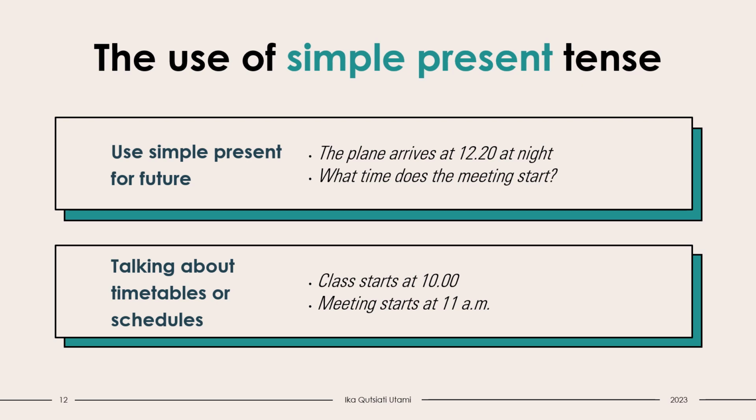For example, class starts at 10 a.m. The plane arrives at 12 at night. And the other example, what time does the meeting start? Okay, that's all for the simple present tense. Okay, let's move to the other tense, the present continuous tense.